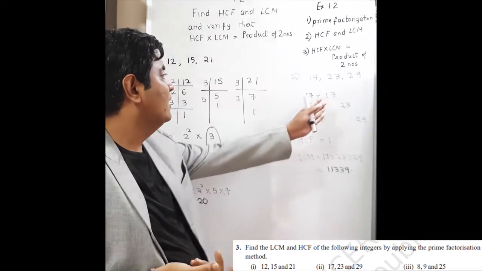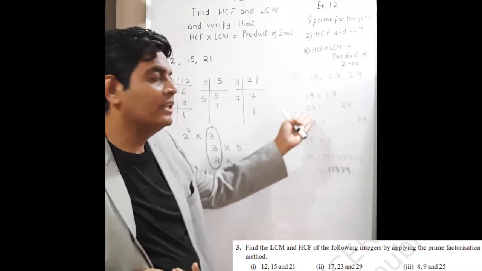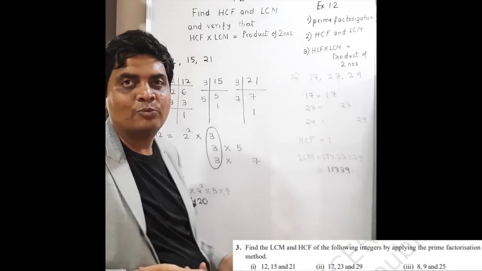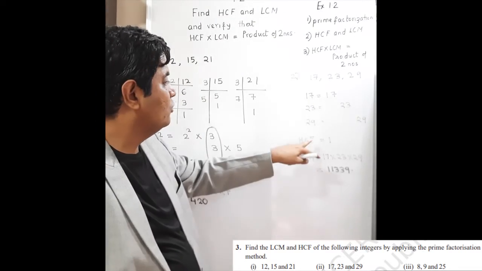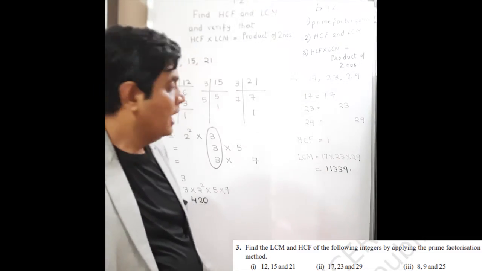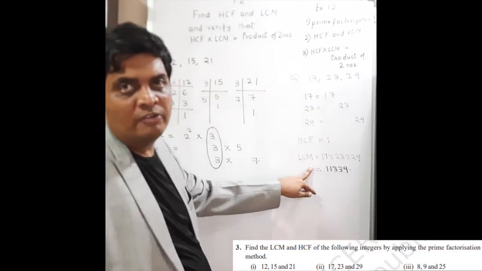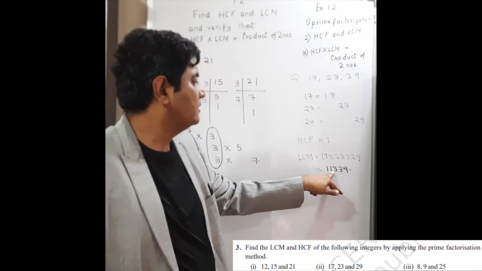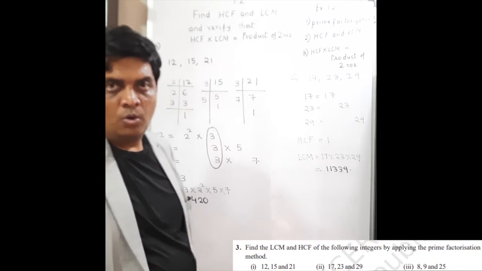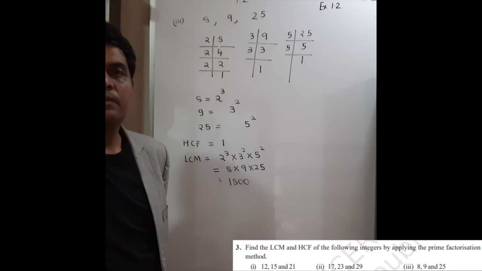You can always write 17 as 17 into 1, 23 as 23 into 1 and 29 as 29 into 1. So 1 factor is common, so HCF is 1. And what will be your LCM? Uncommon factors, 17 into 23 into 29 and that answer is 11339. Okay, please note down this sum.